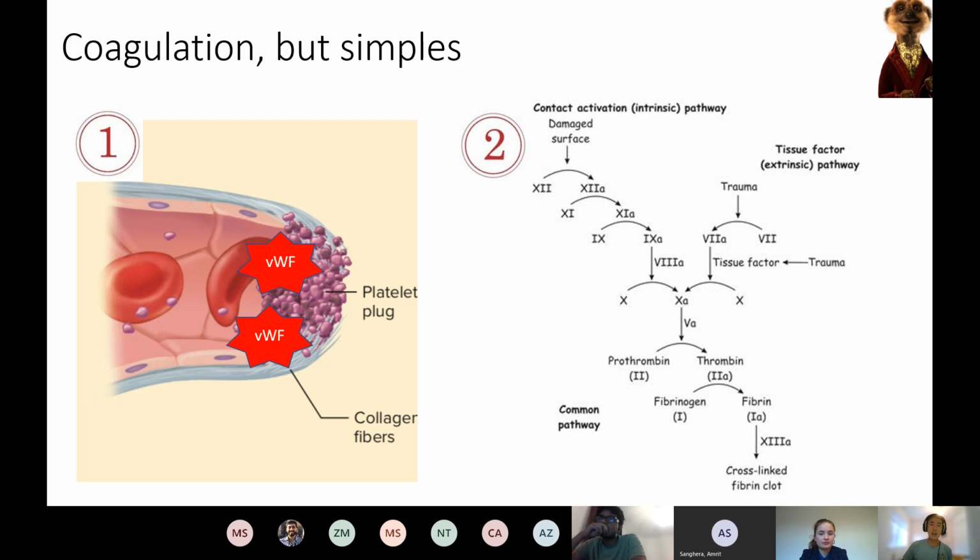So everyone kind of hates coagulation, and it's very complicated, and some lectures can make it a lot more complicated than it needs to be.